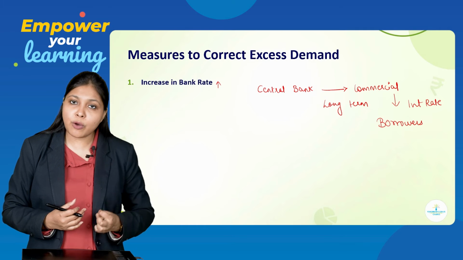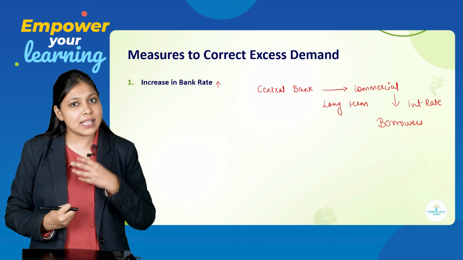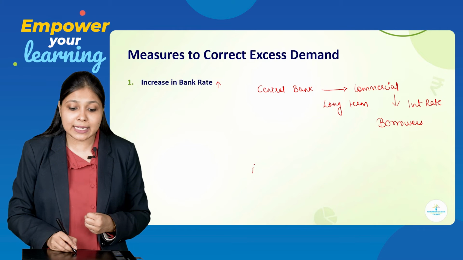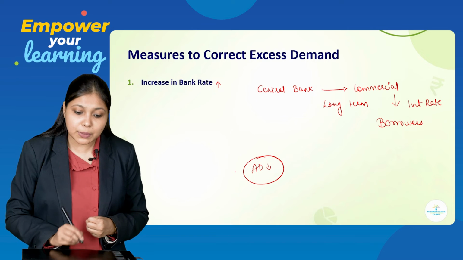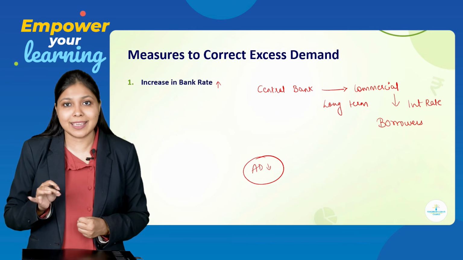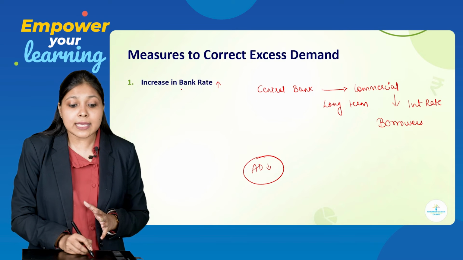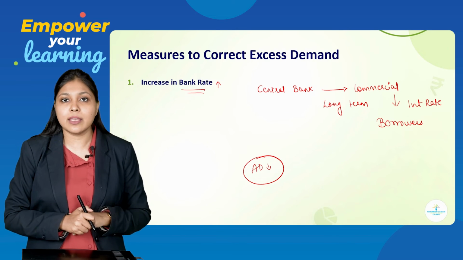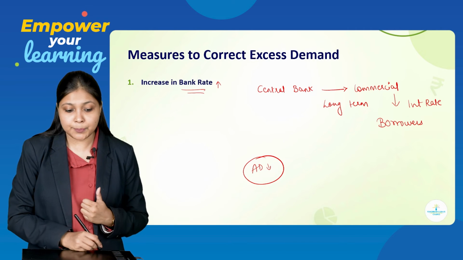So once the flow of money has reduced in the economy, consumption will reduce. Consumption reduces, that means my AD will automatically get reduced, and this is what we want in the situation of excess demand. So the first thing RBI will do is increase the bank rate. RBI will quickly increase its bank rate.